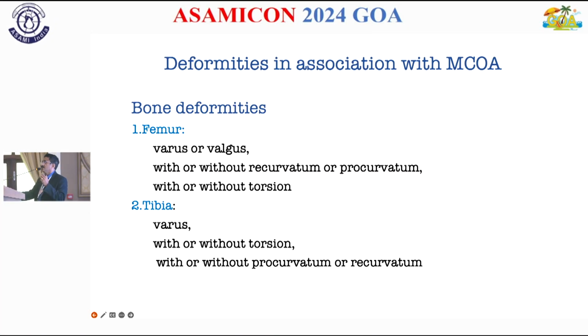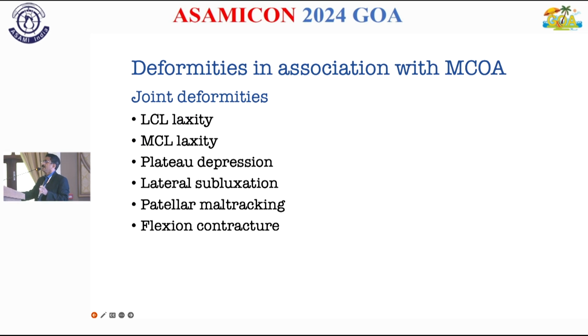The next thing is to find out the deformities. Sometimes you have femur only or tibia only, or a combination of both. It may be a varus tibia with a valgus femur, or a varus tibia with a varus femur. A lot of combinations can occur. These things you have to find out before you jump into doing the surgery. The joint deformities are mainly due to ligament problems, LCL laxity, MCL laxity, or a plateau depression like post trauma or Blount's disease, etc., and lateral subluxation, patella maltracking. These are the things you have to find out before you go for the surgery.